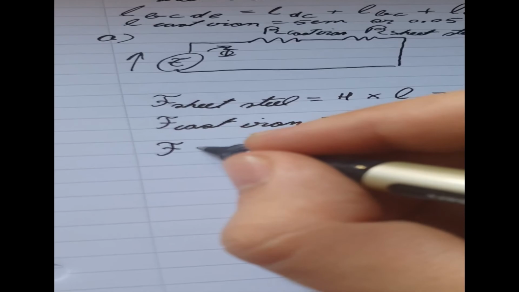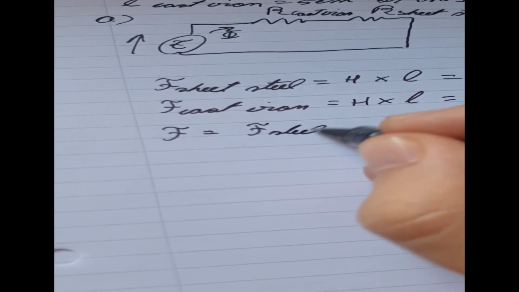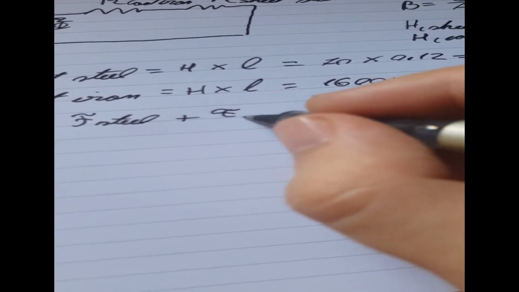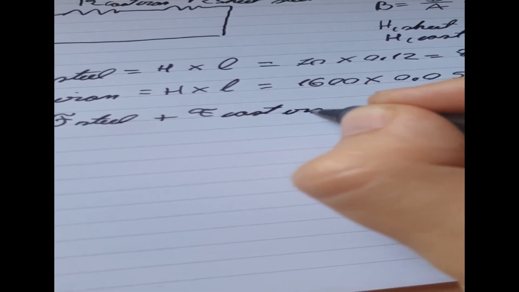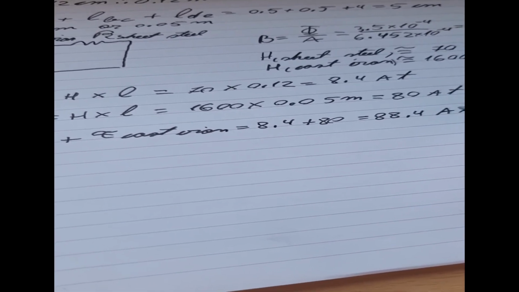So now we can calculate the total MMF. It's equal to the MMF of steel plus the MMF of cast iron, because they are in series. That will be equal to 8.4 plus 80, and then the total one will be 88.4 AT. And there we have it. This one was for A. We found the MMF in each material, and also we found the total one.